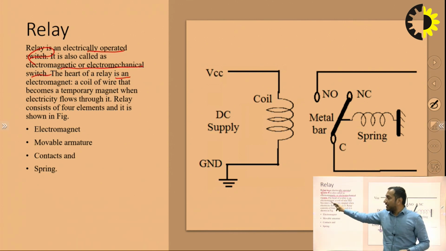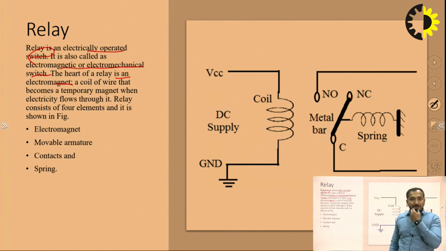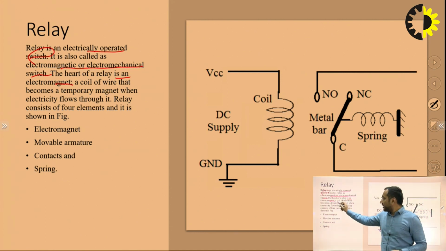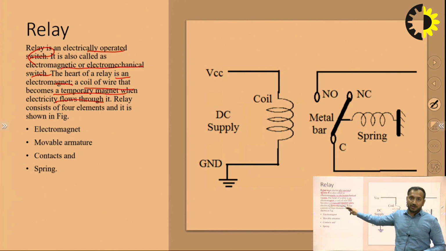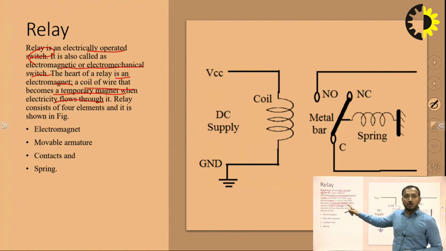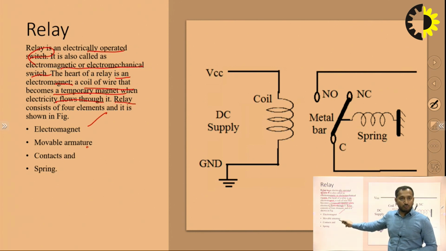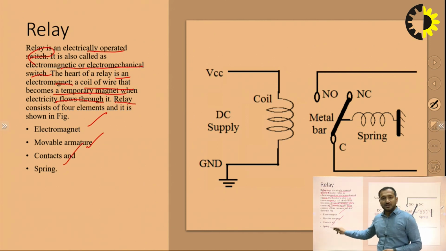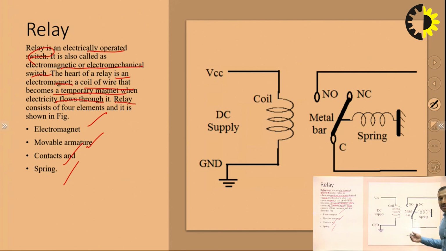The heart of a relay is an electromagnet. The main part which governs a relay is an electromagnet. And what is an electromagnet? A coil of wire that becomes a temporary magnet when electricity flows through it. We know this phenomenon that if we create an environment in which there is a coil and we pass electricity through it, it becomes magnetized, right? This is the fundamental behind the relay. Now there are four components in a relay: the electromagnet, the movable armature, the contacts and the spring. Now let us see the diagram of a relay. This is a coil and this is a DC supply.